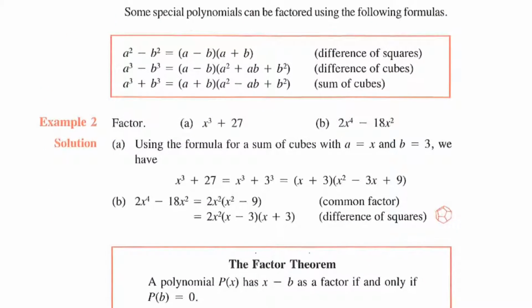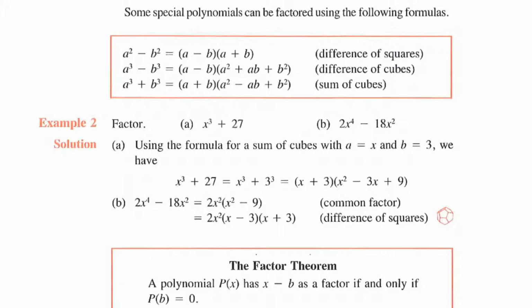Some algebraic identities. The difference of squares, a² - b² is (a - b)(a + b). Difference of cubes, a³ - b³ equals (a - b)(a² + ab + b²). a³ + b³ is (a + b)(a² - ab + b²). Sum of cubes.